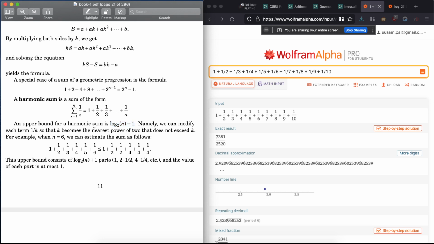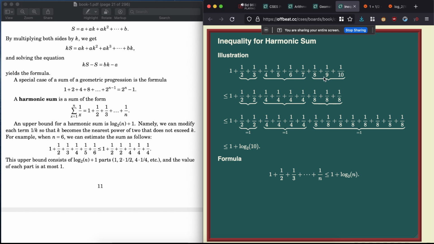So namely, we can modify. Okay, let me show this on the board. It will be, I think, more clear on the board. Whatever I'm showing here can also be extended to show that this series diverges, and I'll come to that in a moment, but we'll first finish what the book is teaching us here.